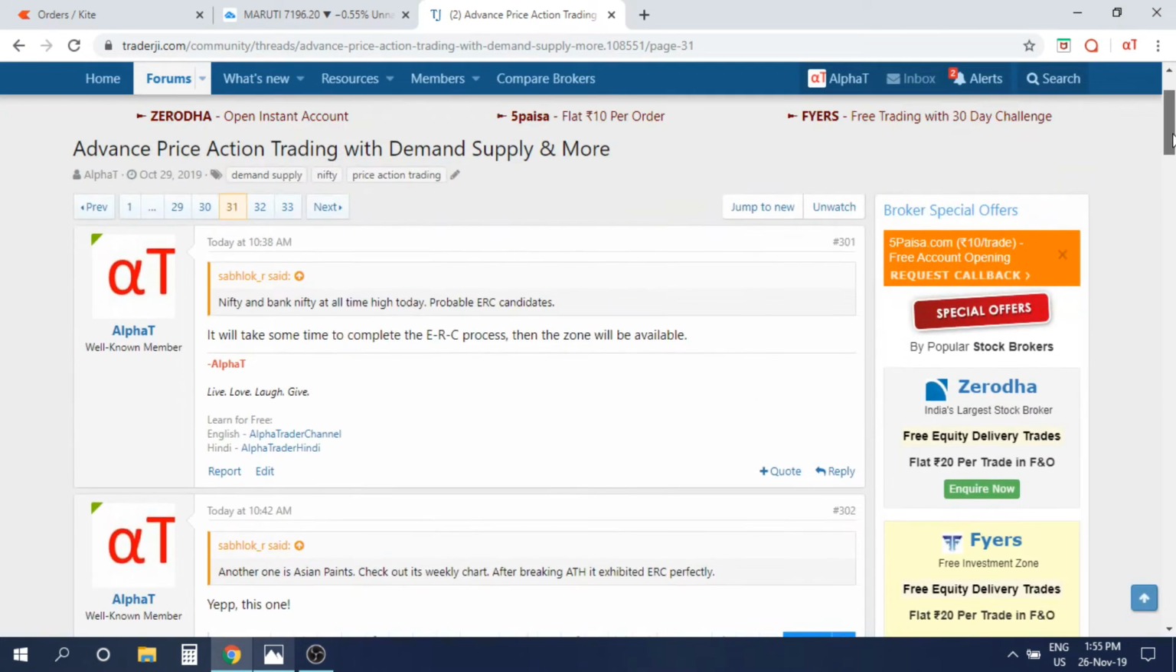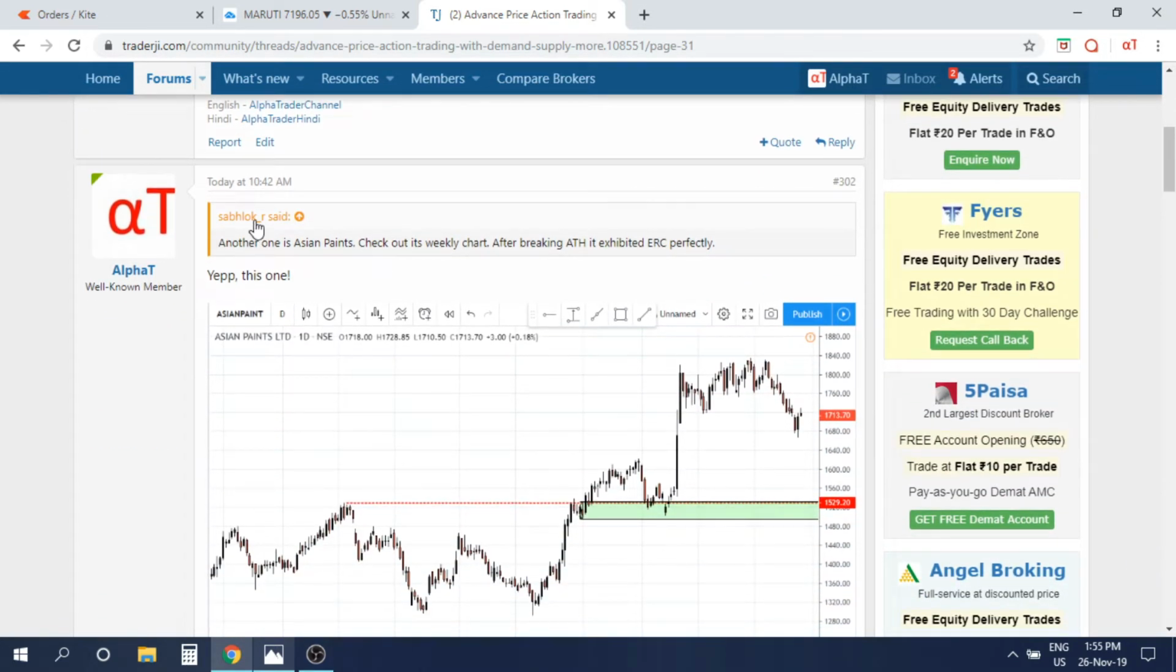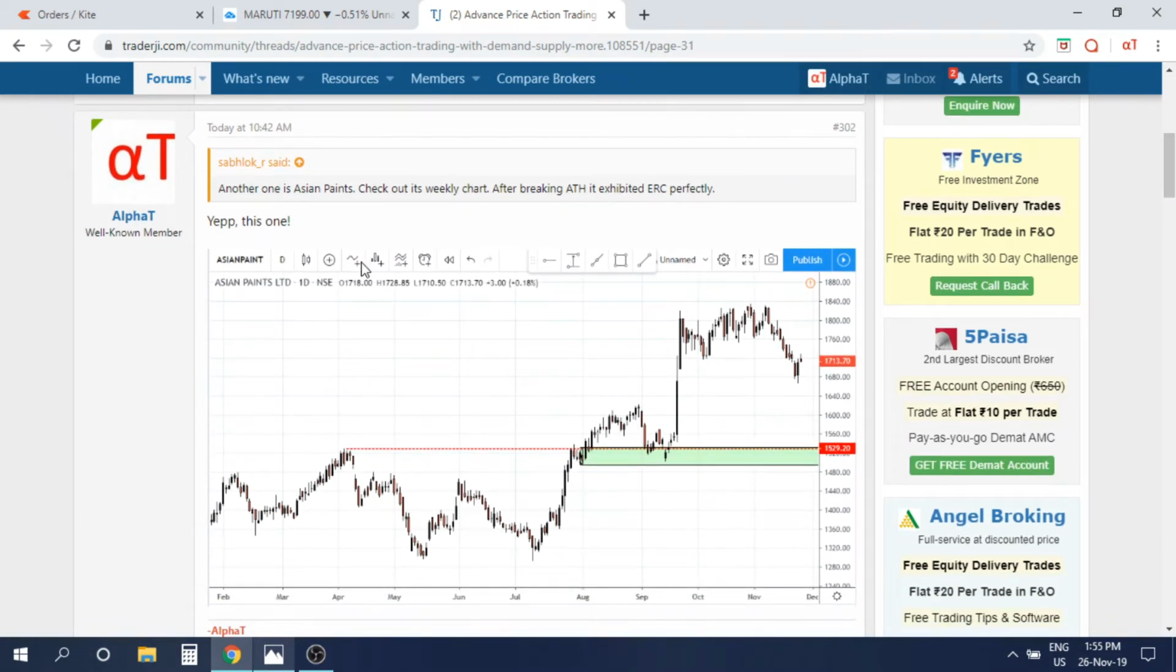So again, this was another example. I think it was asked again by Sablok. He has pointed out another example in Asian Paints. He said, check out the weekly chart. After breaking all-time high, it exhibited ERC perfectly. Okay, so I sort of missed his weekly chart reference. I just opened up the Asian Paints chart and I could find this ERC that played out in Asian Paints in the past. So here is another example.